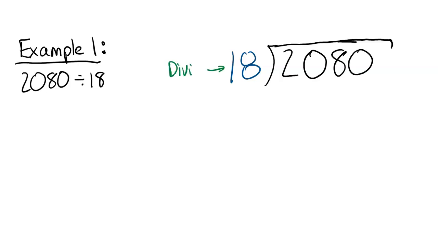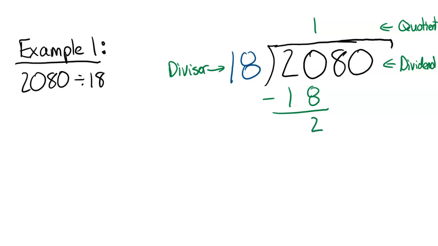18 divided into 2080 has a divisor when we set it up with the form for long division there. It has a dividend which goes under the division sign, and then the answer is called a quotient. And so what we're going to do is long division with this. So we can say 18, how many times does it go into 20? It goes once into 20. 1 times 18 is 18. And then I subtract those two numbers. I get a remainder of 2.